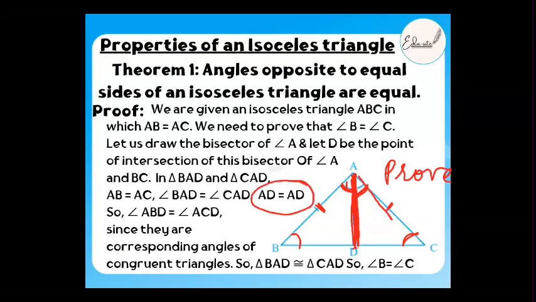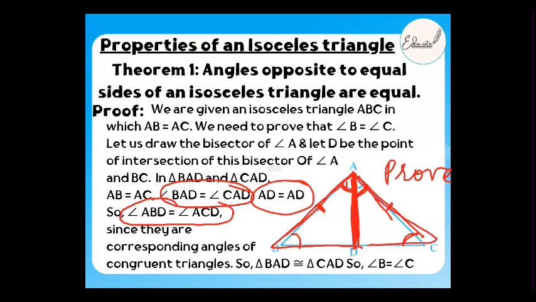Then which angle do you have? Angle BAD is equal to angle DAC. Why is it so? Because we have drawn a perpendicular bisector. Two things are proven. The third thing is, which is the third thing? Angle ABD is equal to angle ACD.